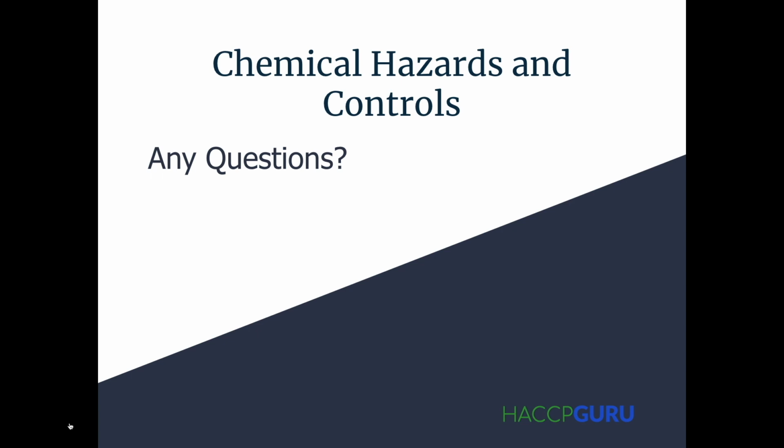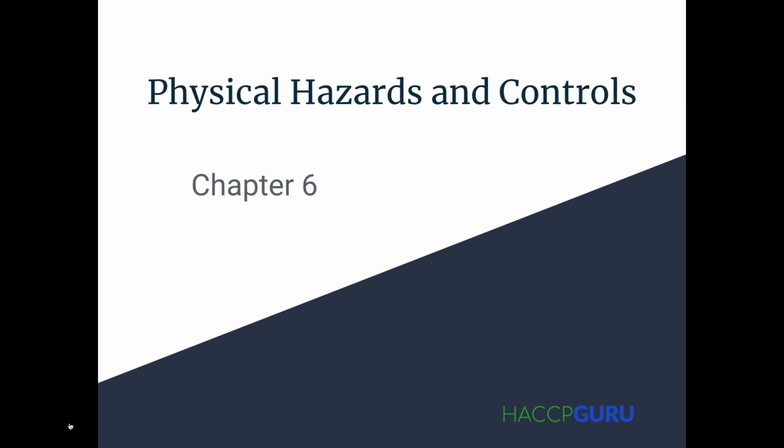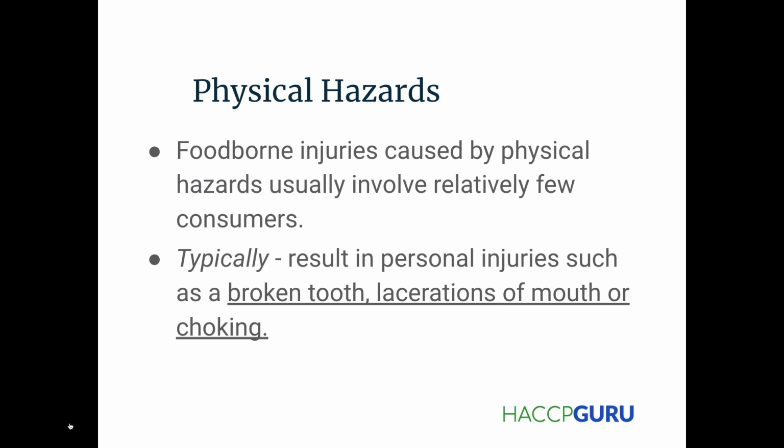All right, now we're going to go into physical hazards and controls and see what that's about. This is the last hazard. We covered micro already, just did chemicals, and heading into physical hazards, which is one of the most common ones. So you probably have more knowledge around this, but hopefully you still take away something from understanding the hazards and controls associated with them. So physical hazards, you got foodborne injuries caused by physical hazards usually involve relatively few consumers.